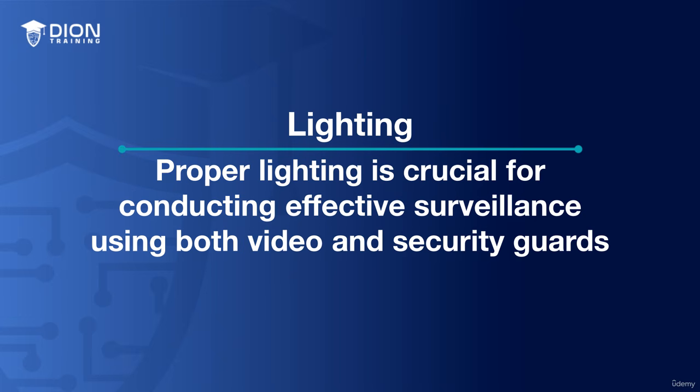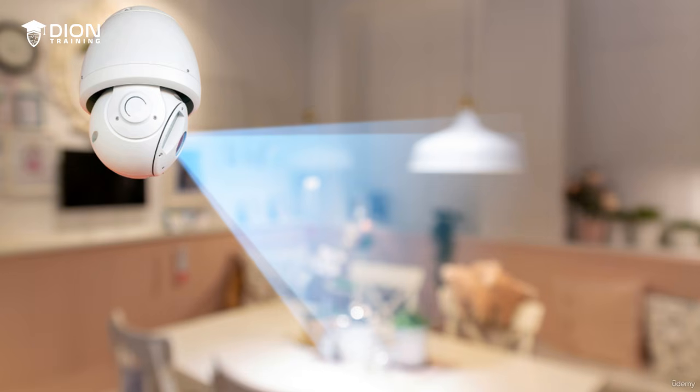Third, we have lighting. Now, many organizations overlook the configuration of their lighting, but proper lighting is crucial for conducting effective surveillance using both video and security guards. If you create well-lit areas, this can also deter criminals, and reducing shadows and hiding spots and enhancing the quality of your video recordings are all side benefits of having a well-lit area. Additionally, certain lighting solutions, like motion-activated lights, can serve dual purposes by illuminating an area when movement is detected and serving as a deterrent and alert system against a would-be attacker.